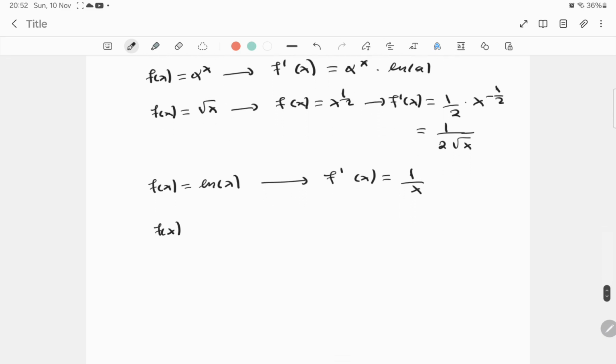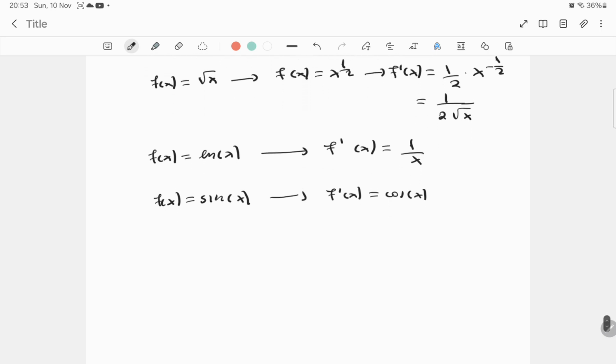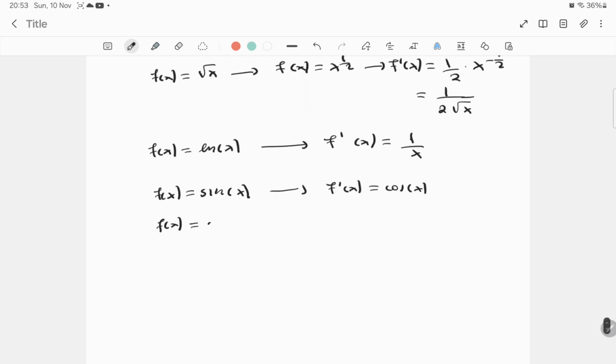F of x equals sine x. The derivative of this function equals cos x. F of x equals cos x. The derivative of the function is minus sine x.